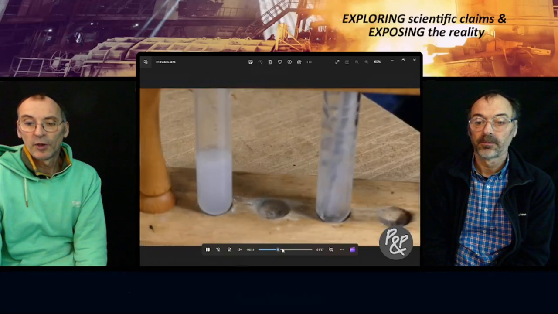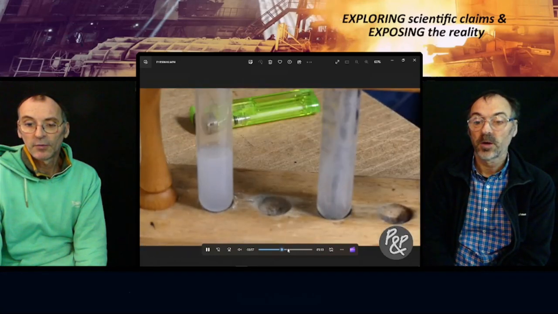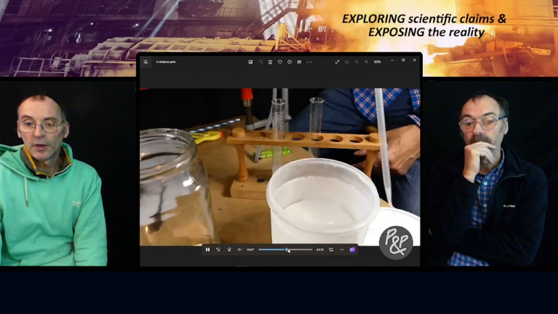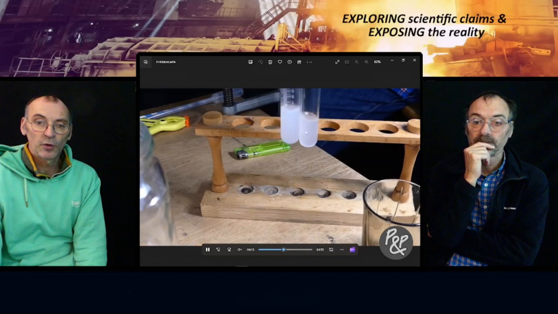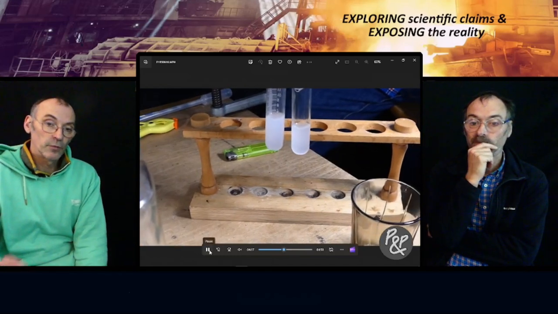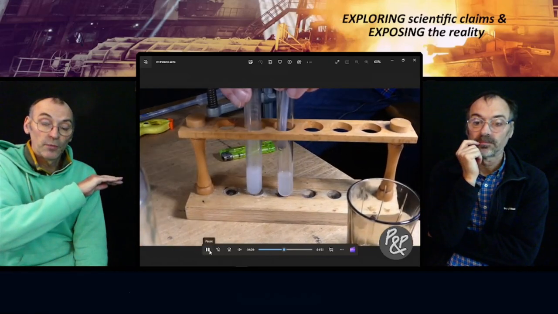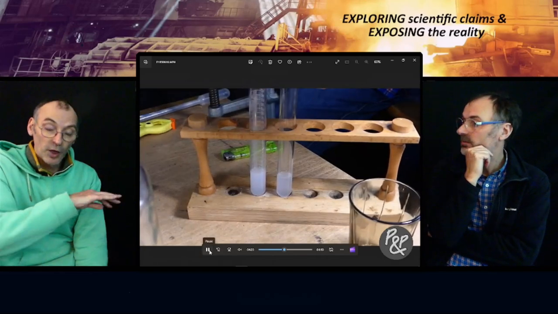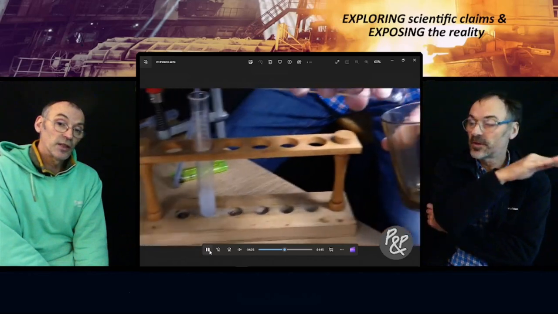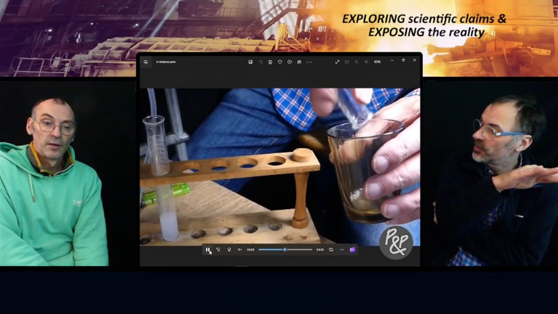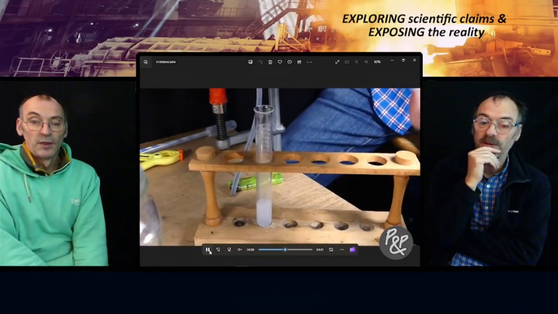Anyway, and look, here we go. Would you believe? It's turning milky. What happened there? Look, it's turned milky. What we were doing was passing air through the pump, through the system, into the test tube.